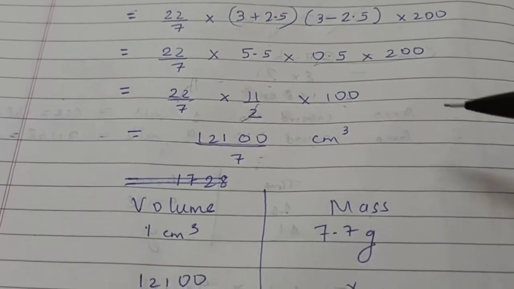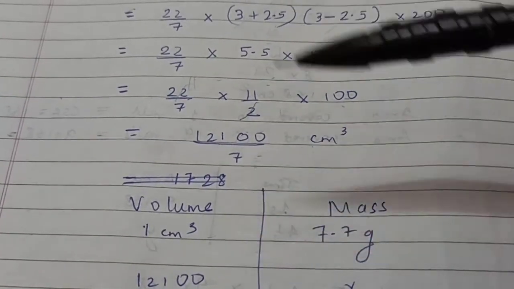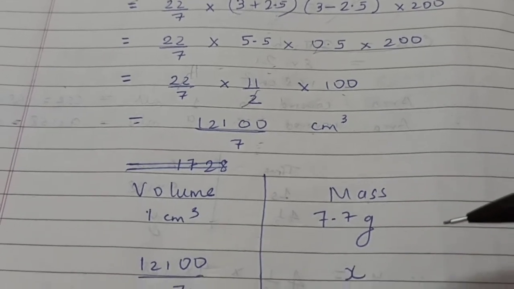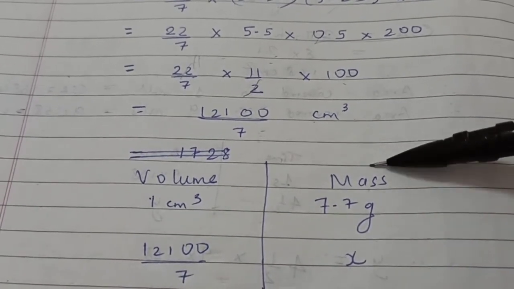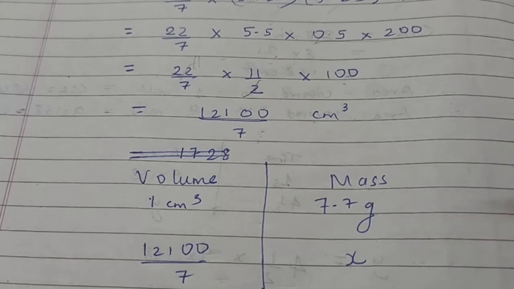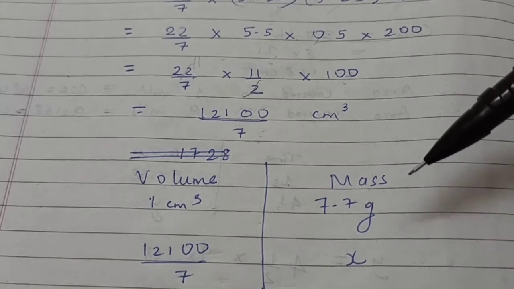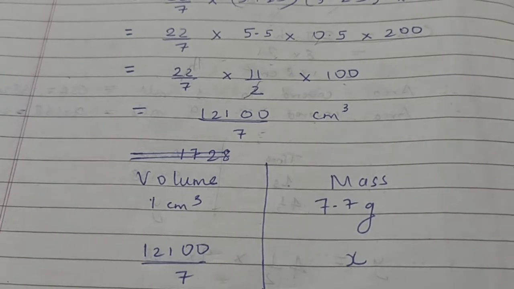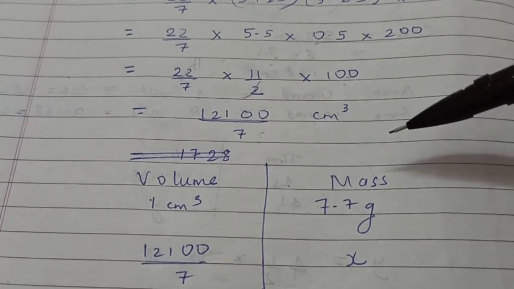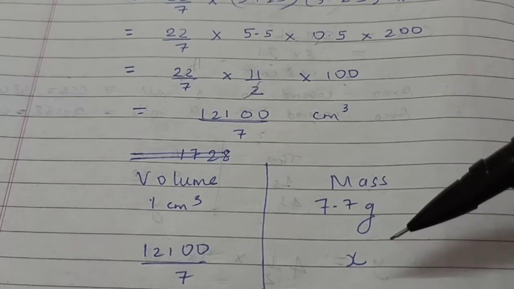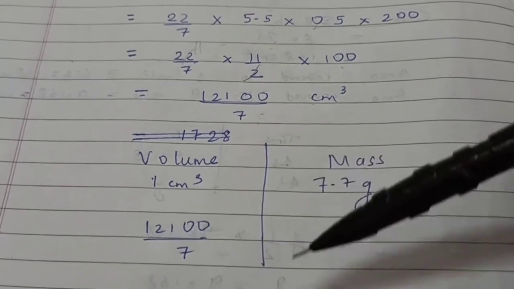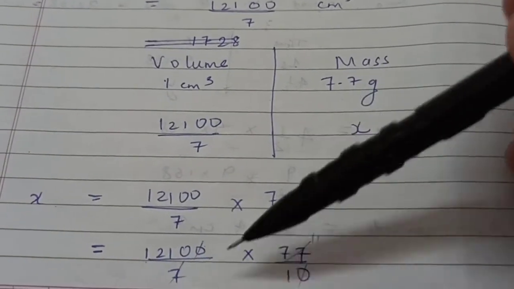Now unitary method. They said 1 centimeter cube volume has a mass of this much. They used weight, but I'm using mass, because it's scientifically correct to say mass, not weight. Weight is the gravitational force acting. Weight is measured in gram force or Newton, not in grams. So if volume is this much, mass is how much? Cross multiply, and I was right, something can get cancelled.